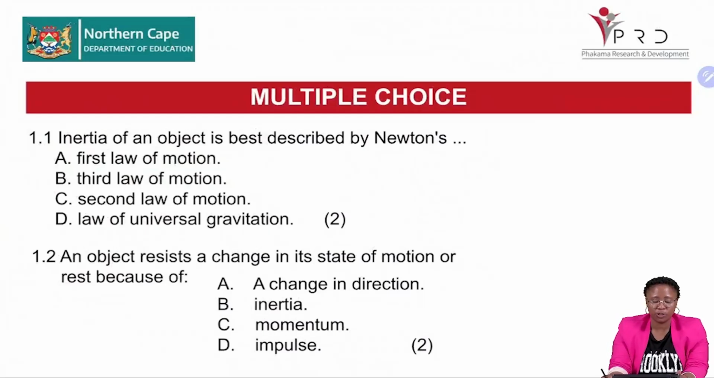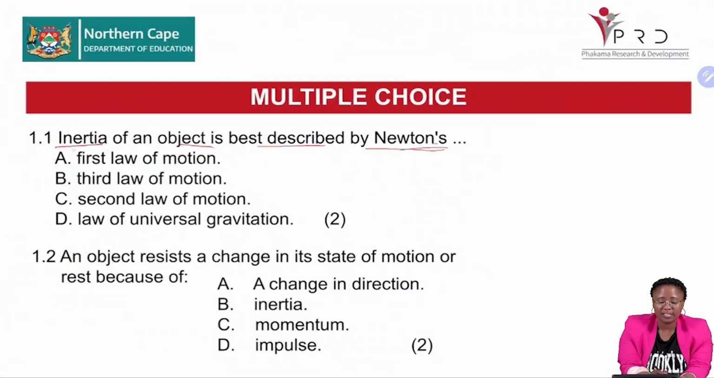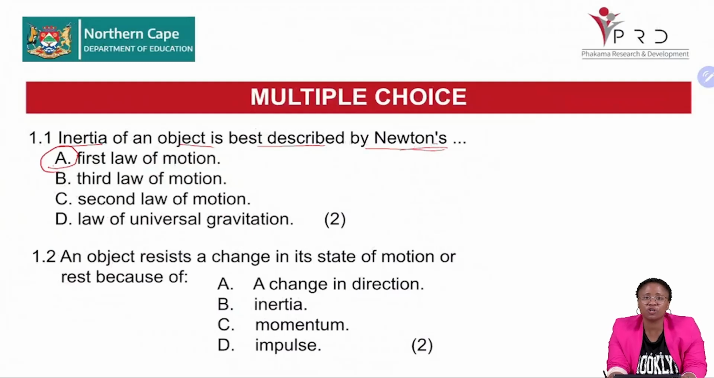Let's look at 1.1. It says the inertia of an object is best described by Newton's... It is normally Newton's first law. Well done, guys. Why Newton's first law? Because inertia describes an object's resistance to a change in its state of motion. So whenever there is a resistance to a change in the state of motion, that is Newton's first law, and we always associate inertia with Newton's first law.